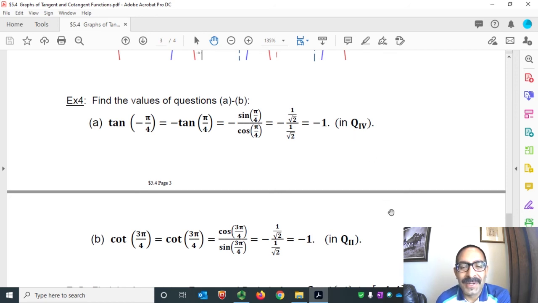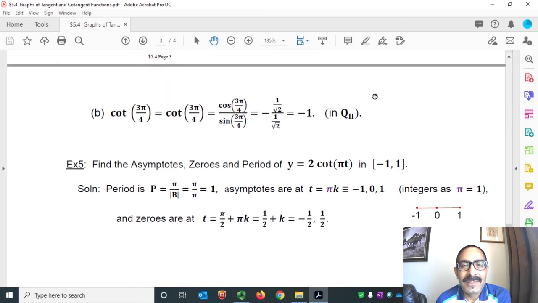Awesome. Let's move on. In part B, let's find the value of cotangent 3π/4. We know the cotangent function is the ratio of cosine over sine. This ratio comes from the definition of cotangent. In the next step, cosine 3π/4 is negative 1 over radical 2, and sine 3π/4 is 1 over radical 2. This cancels, again negative 1.